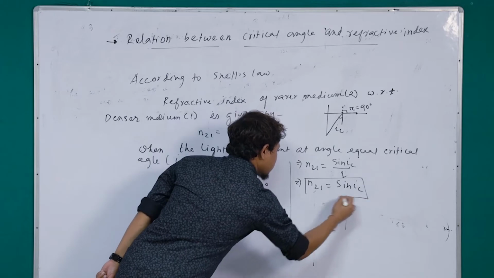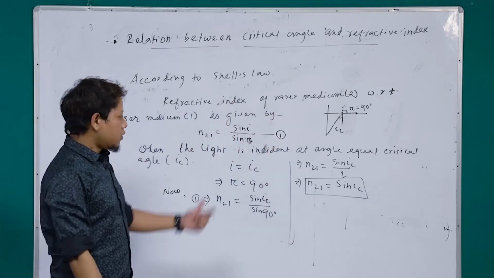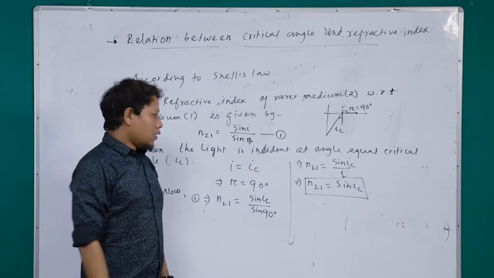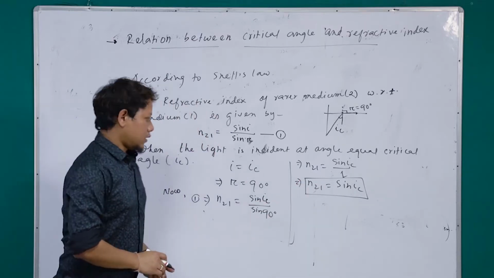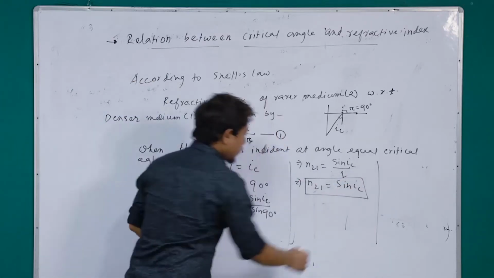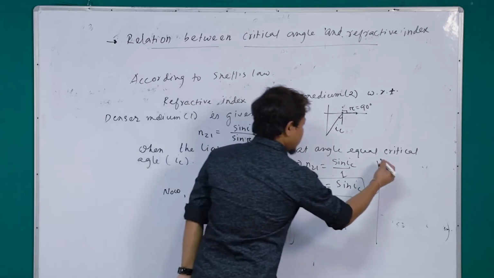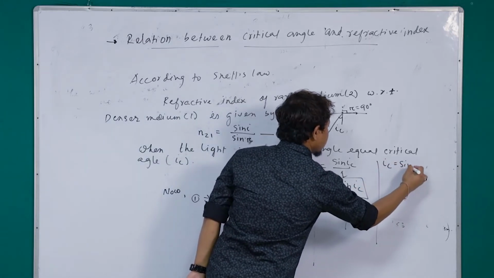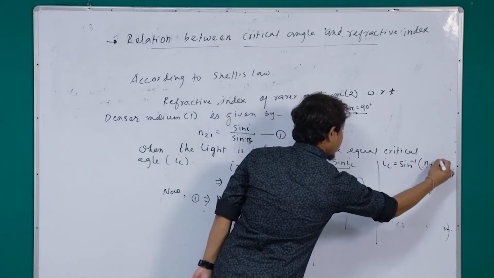So this expression also represents the relation between refractive index and critical angle. Or we can further modify this equation. I'll show you the modification. We can modify it like this also: IC equal to sine inverse of n 2 1.